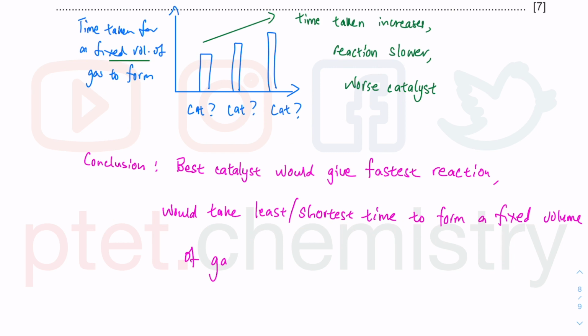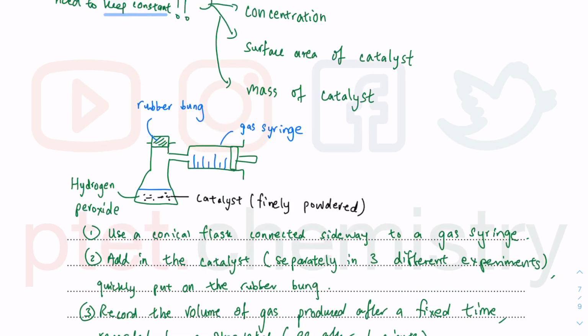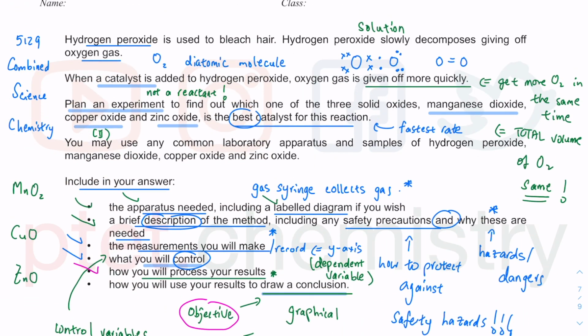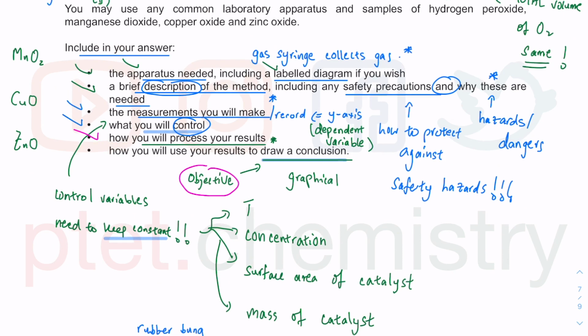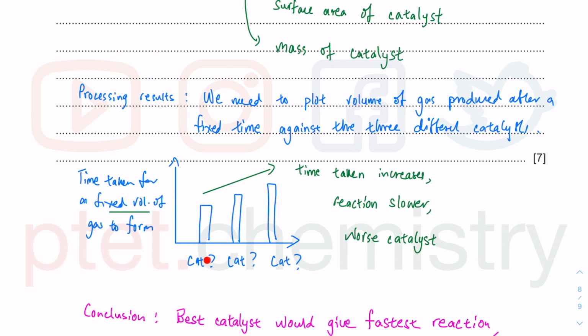Overall, this is an investigation type of experiment. This will be in the new alternative to practical for the combined science curriculum. That's pretty new for the 5129, but in the IGCSE syllabus or any other 14 to 16 year old curriculum, planning has always been inside those curricula, but it's been very newly implemented in this 5129 combined science. So hopefully you get the idea: what you are changing in the experiment, what you need to keep constant, your control variables, and what you are measuring, which is going to be your y-axis, your dependent variable, and your x-axis is going to be the type of catalyst.